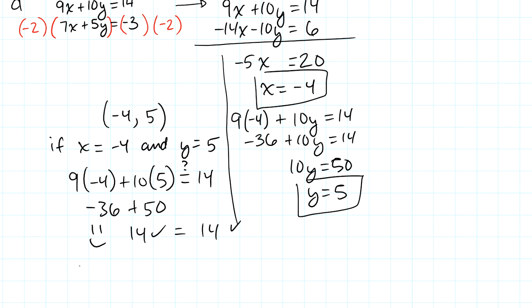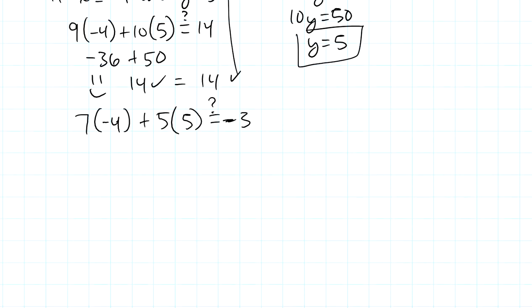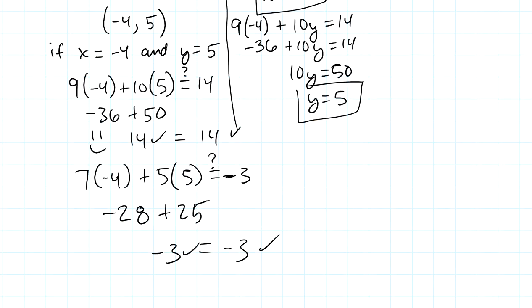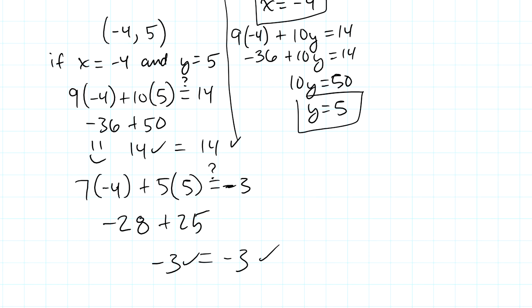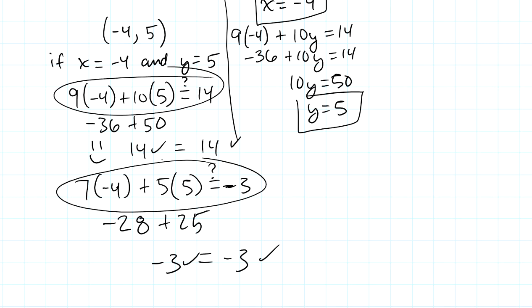The second equation was 7 times what x is, negative 4, plus 5 times what y is, and that's 5. And this has to be the number negative 3. So we're just checking. This is negative 28 plus a 25, and negative 28 and 25 is indeed negative 3. So because that point makes both of these equations true, it makes both the left and the right hand sides equal, and not just the first equation, but also in the second equation, this is the solution point.